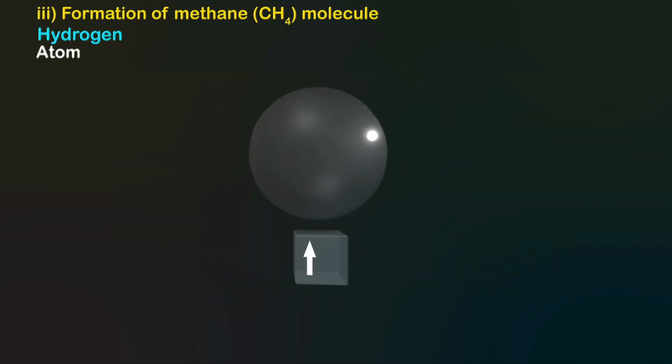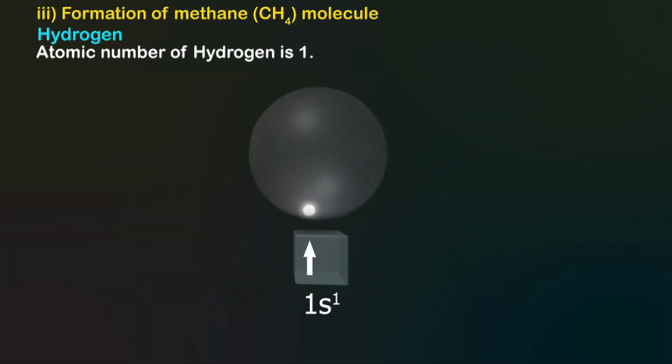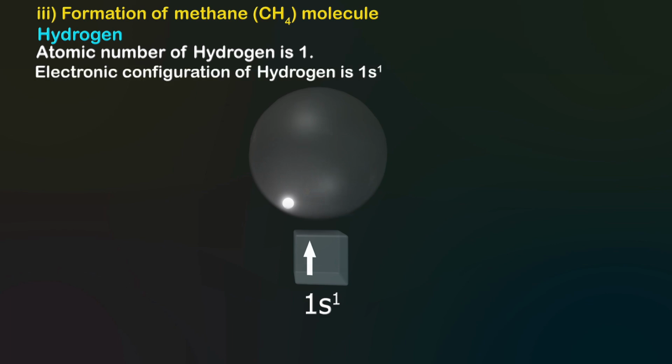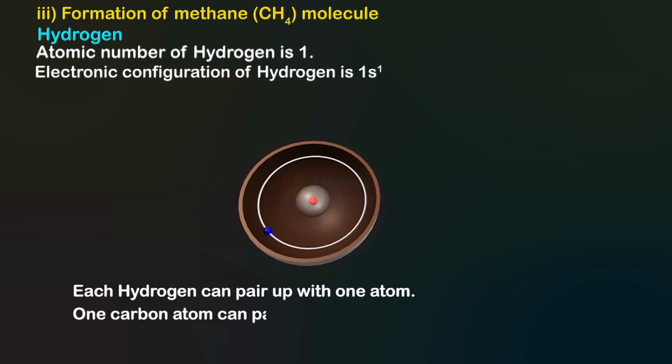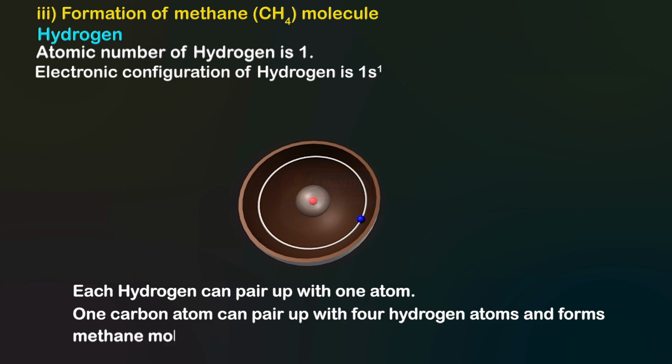Hydrogen. Atomic number of hydrogen is 1. Electronic configuration of hydrogen is 1s1. Number of valence electrons in the outermost shell of hydrogen is 1. So each hydrogen can pair up with 1 atom. 1 carbon atom can pair up with 4 hydrogen atoms and form methane molecule.